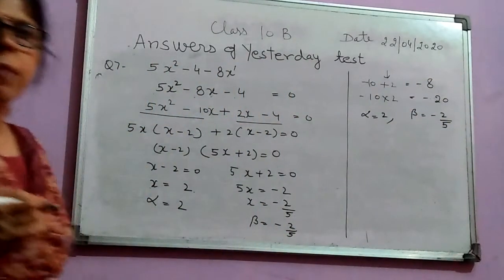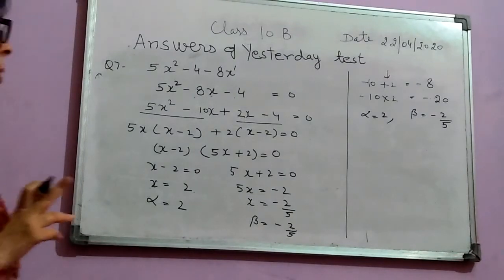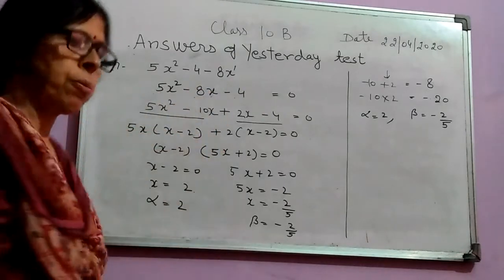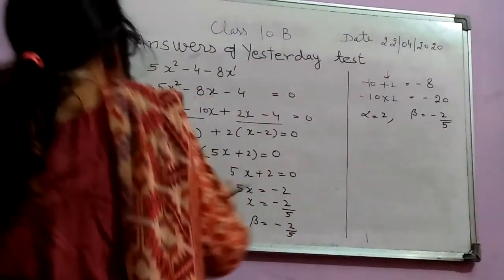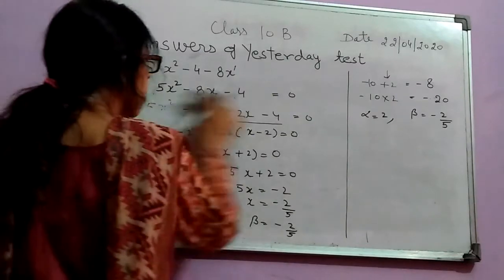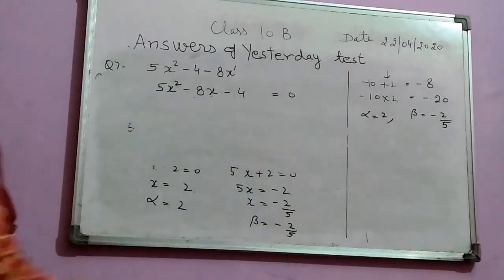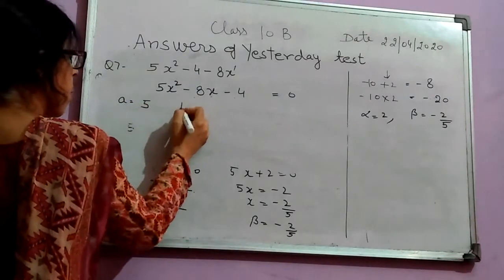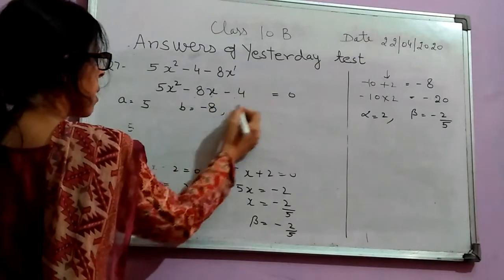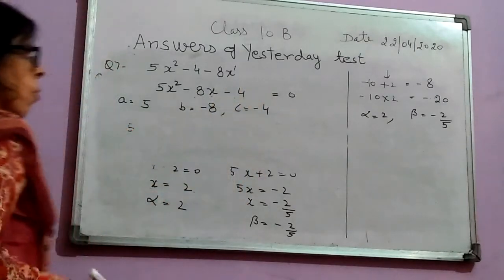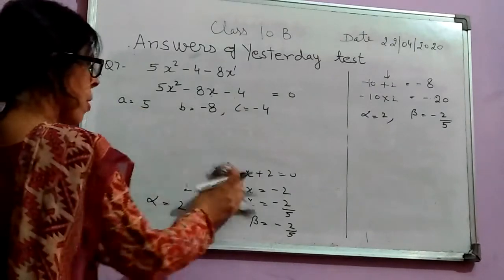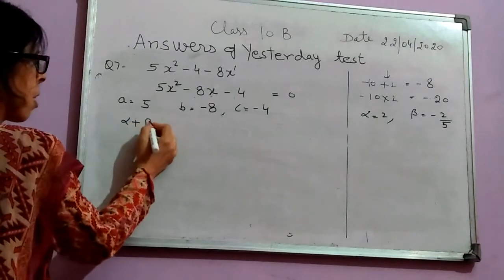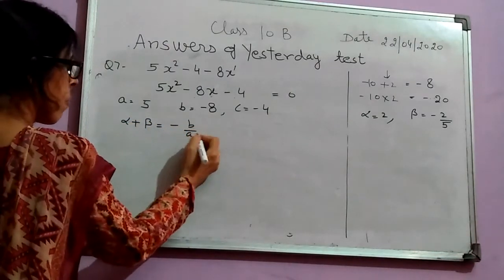Now in the second part you have to verify the relation between zeros and coefficients of the polynomial. For this you have to write the coefficients of the polynomial. Here x square coefficient a is 5. B is the x coefficient, it is minus 8. C is the constant term, it is minus 4. Now the first relation is alpha plus beta is equal to minus b upon a.